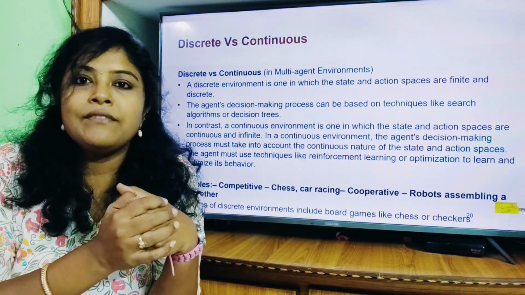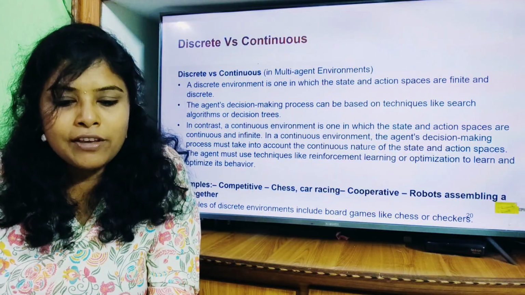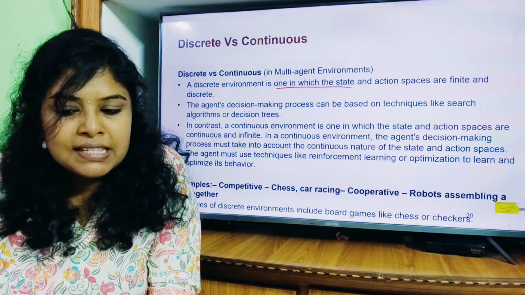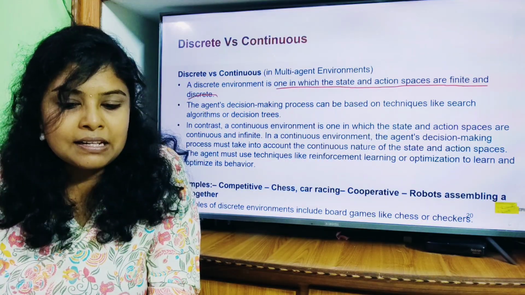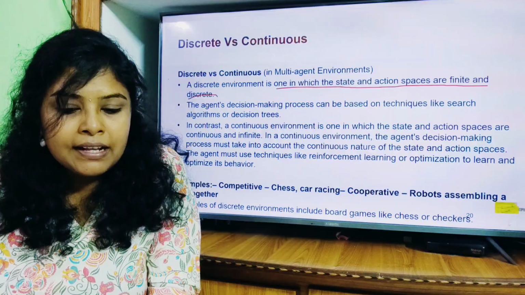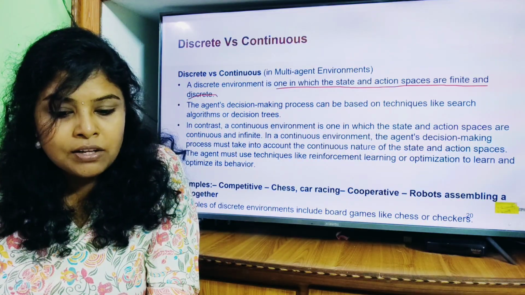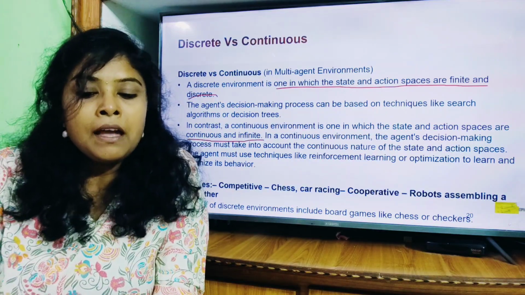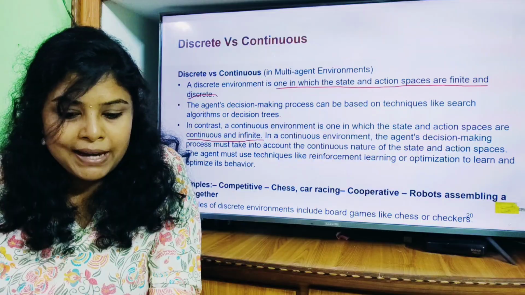Coming to the next one, which is discrete versus continuous. So here also, if you consider the example, one in which the state and action are finite and discrete, whereas in continuous, the environment is going to be a continuous one and it is infinite. See here, let us consider an example so that we can understand this concept better.